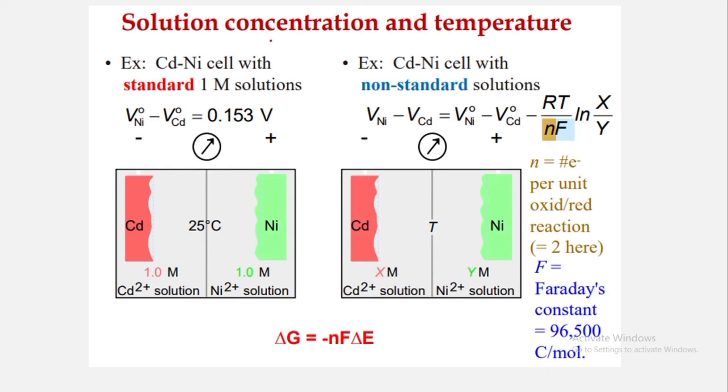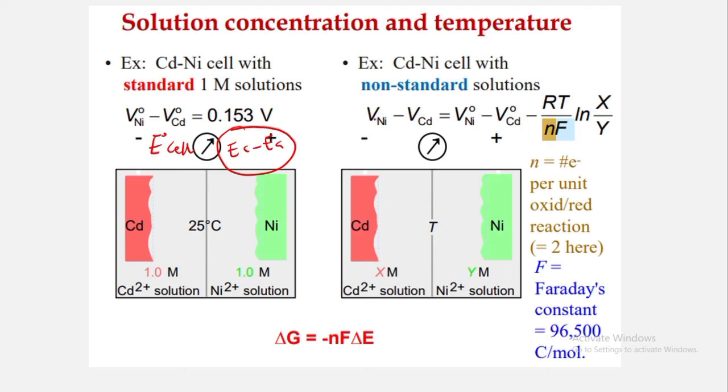Next is the effect of solution concentration and temperature. We have the standard and non-standard solution. For the standard solution, where I have a 1 molar solution, you're not going to solve anything because it's standard. You're just going to find the E cell, which is the E of the cathode minus the E of the anode. That's what you're going to get. And at the end, we know that the cadmium undergoes dissolution.